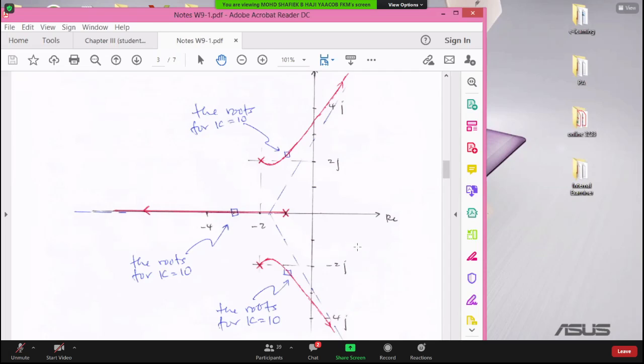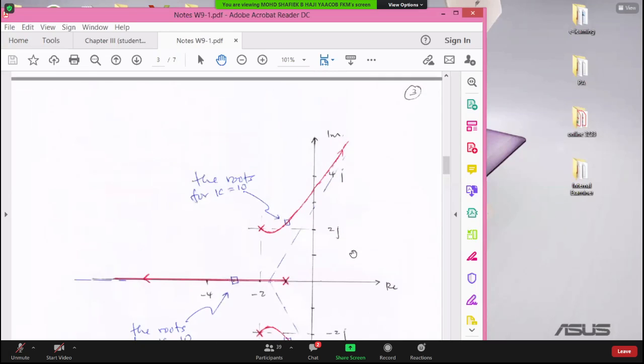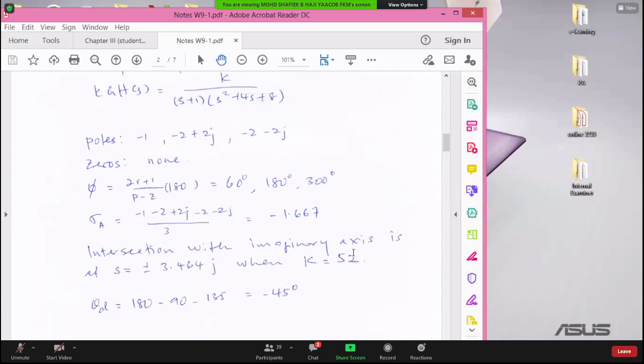I'm expecting all of you should get those 6 marks. Everything is there. There's nothing to it. We have gone through so many examples already.